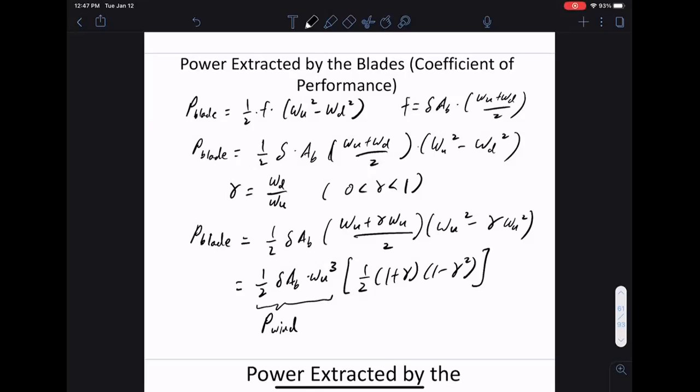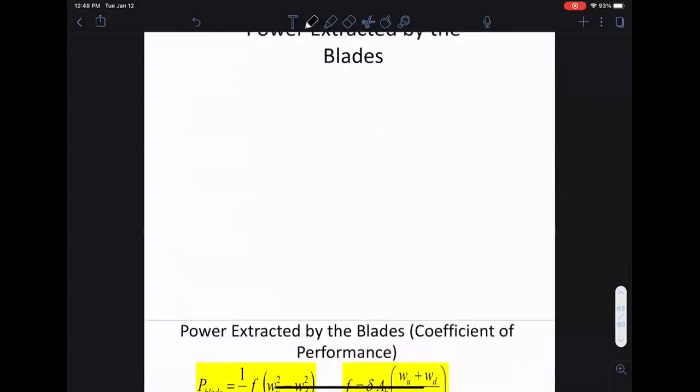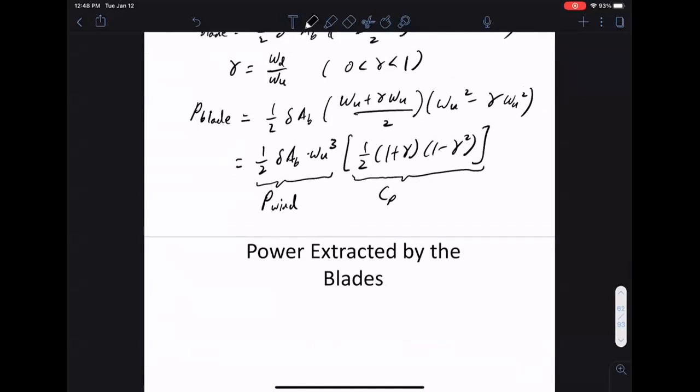Okay, all right. Then this naturally is the coefficient of performance. Right? This number now is something between 0 and 1. That tells us how well we do. Right? So this is the coefficient of performance. This is a coefficient that says, you don't pick up all the power in the wind, but depending on what this coefficient is, you pick up a fraction of the power in the wind. Right? You pick up this fraction. Okay, so this is the power extracted by the blade. Any question about this?